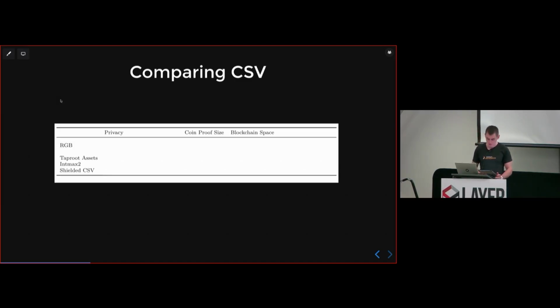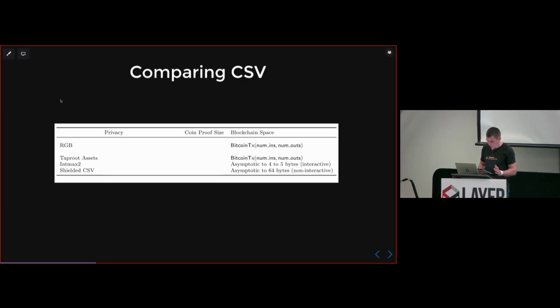So this is a table from the white paper comparing RGB, taproot assets, IntMax2, and shielded CSV across 3 different dimensions: the blockchain space required per CSV transaction, the size of the proof that is sent to the receiver, and the privacy of the system. The blockchain space required per RGB and taproot asset transaction is the same as in our toy CSV protocol. It is one Bitcoin transaction with the same number of inputs and outputs as the CSV transaction.